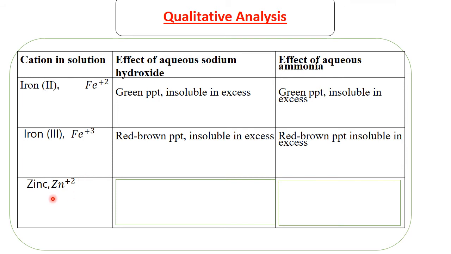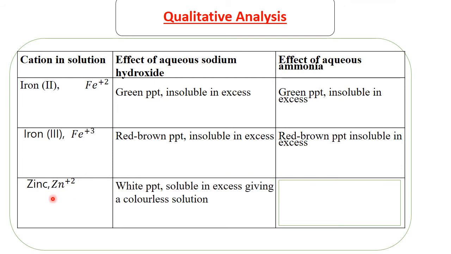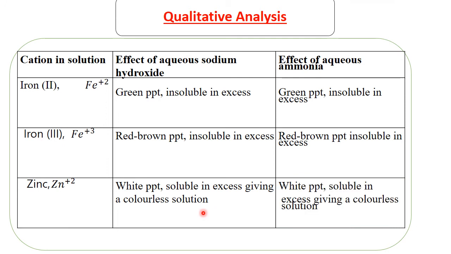Finally, let's look at zinc. Zinc gives a white precipitate, which is soluble in excess sodium hydroxide, giving a colorless solution. What about in ammonia? It gives the same white precipitate, which is also soluble in excess, giving a colorless solution. So this is how you tell these cations.